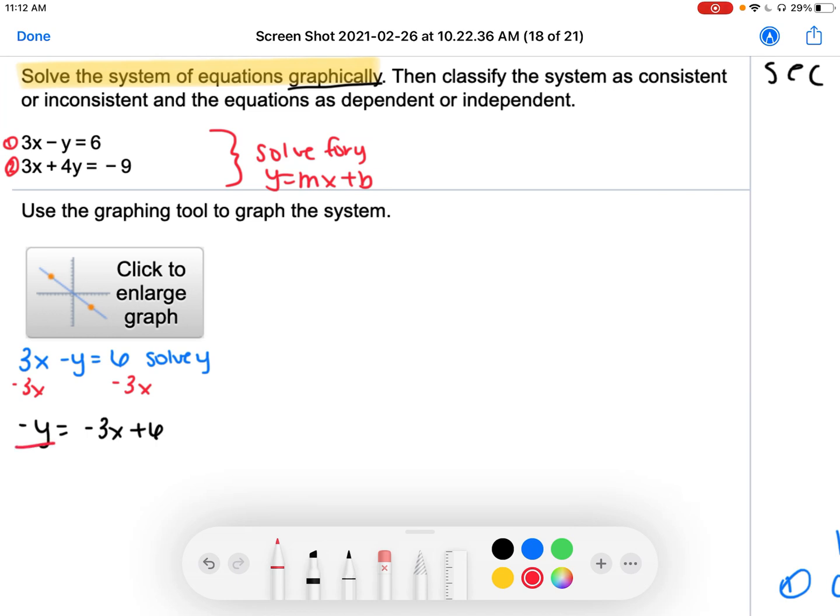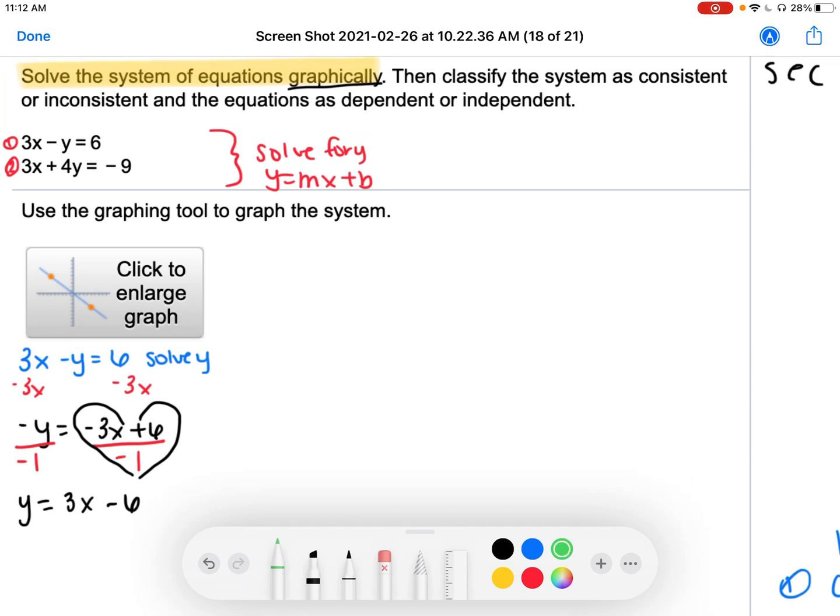To get rid of that negative, let's divide by negative 1. And what we do to one side, we do to the other. So we're left with positive y is equal to negative 3 divided by negative 1, that's positive 3x, and 6 divided by negative 1, that's negative 6. Okay, that's my first one.